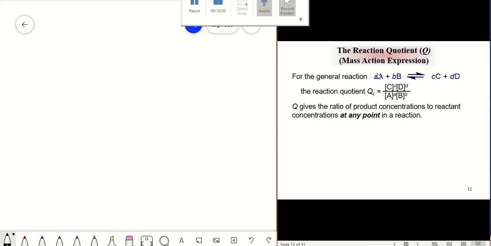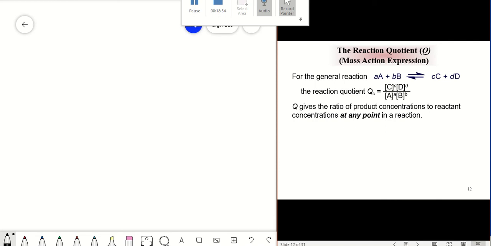This looks very similar to what we just did, right? Very similar to the chemical equilibrium expression. Exactly the same expression: it's products over reactants, everything raised to the power of its own stoichiometric coefficient. What is the difference though? The major difference is that the reaction quotient is the ratio of the concentrations of products and reactants at any point in a reaction, meaning at any given time point during a reaction.